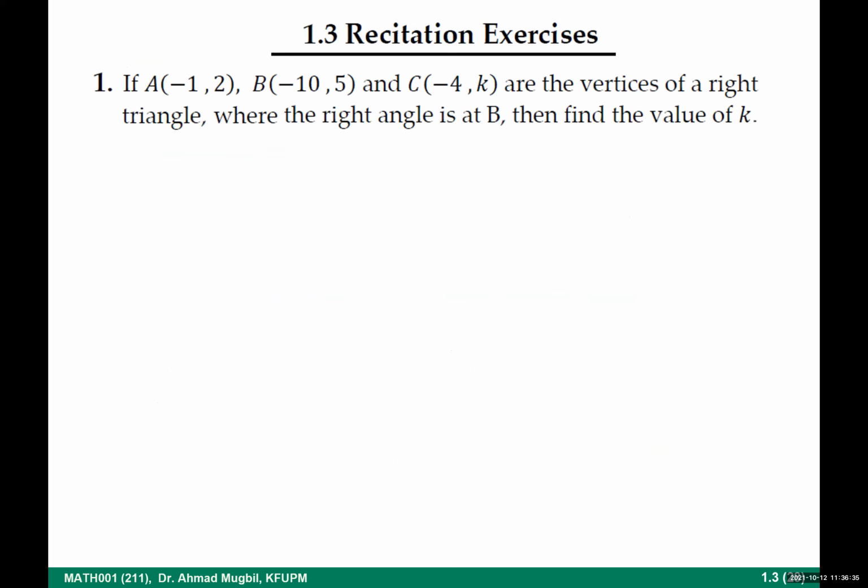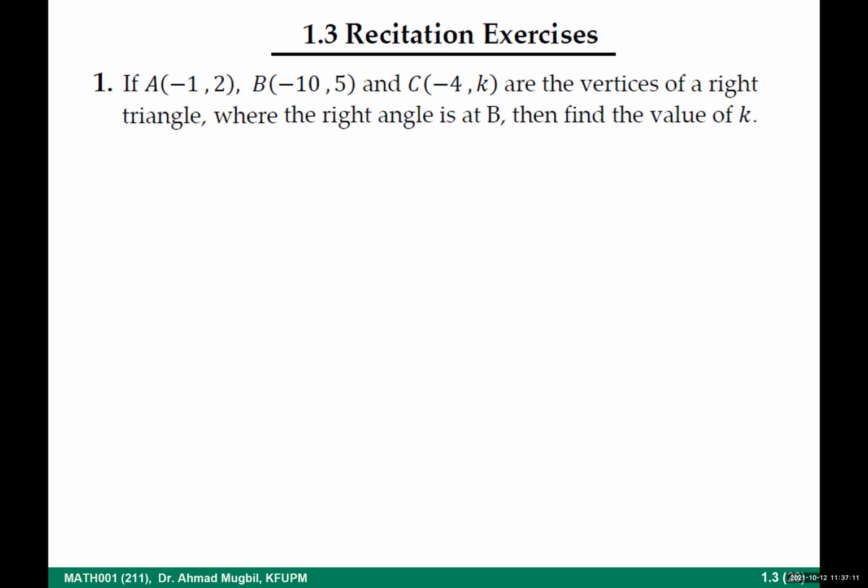Now let's practice by solving some recitation exercises. The first one, by the way, is similar to the example that we solved. Who can tell me what is the idea, as a hint? You have 3 points here. No need to sketch. Read the question. If A is (-1, 2), B is (-10, 5), C is (-4, K) are the vertices of a right triangle where the right angle is at B, then what is the value of K?